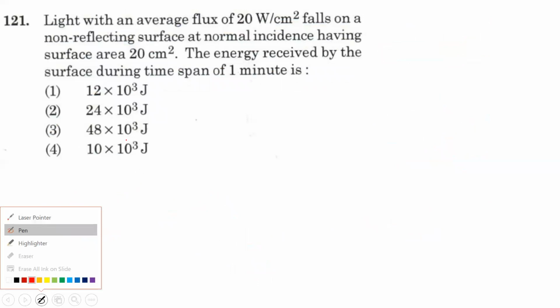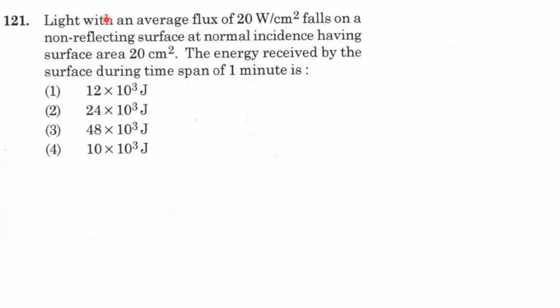121. Light with an average flux of 20 watt per centimeter square falls on a non-reflecting surface at normal incidence having surface area 20 centimeter square. The energy received by the surface during a time span of 1 minute. Here, non-reflecting surface means the surface completely absorbs the energy. Here the power formula is energy by time by area.